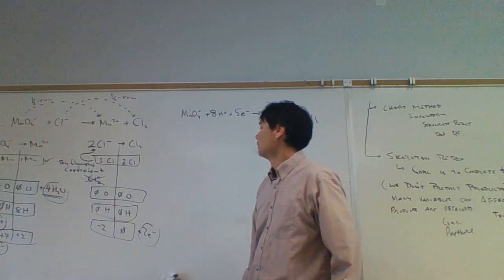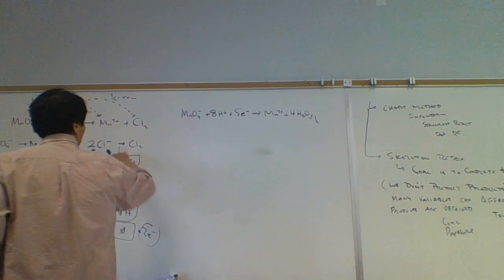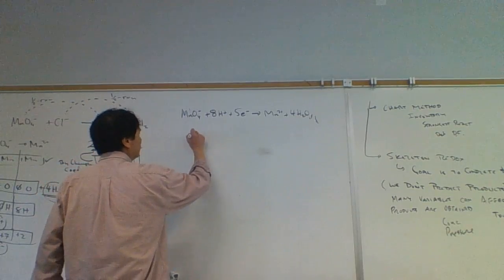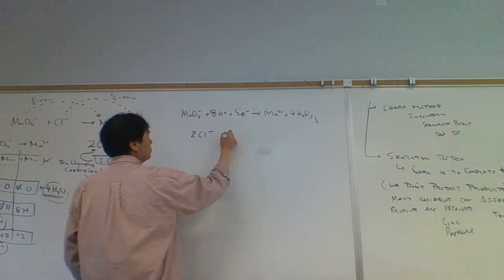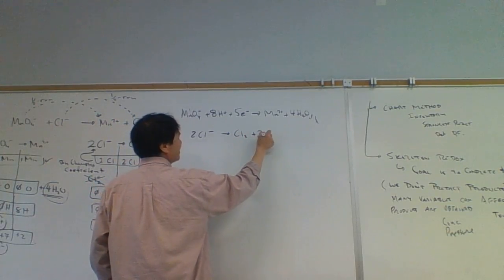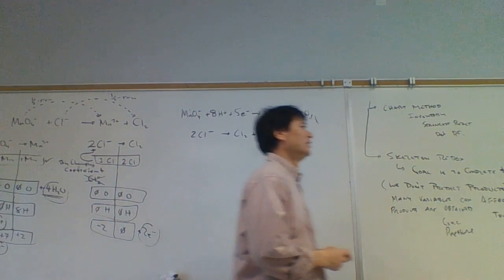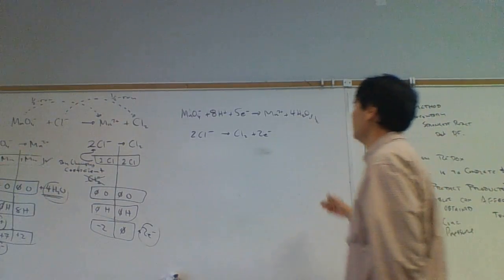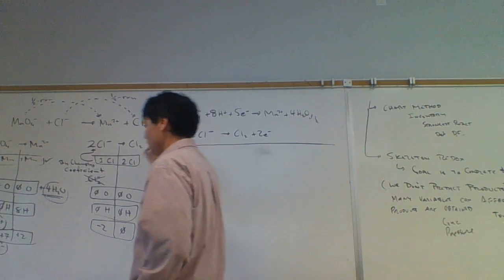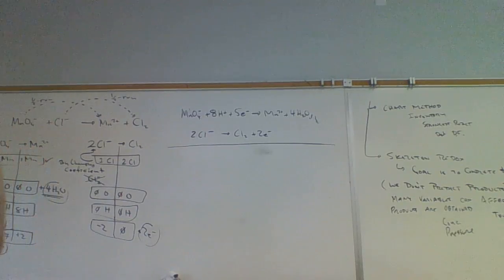The same thing with the second one. This is 2 chlorides goes to chlorine plus 2 electrons. Well, that's here. 2 chlorides goes to chlorine plus 2 electrons. So I didn't need to do that one either. I could have saved some time. Just wrote them straight. So these are the 2 half reactions.